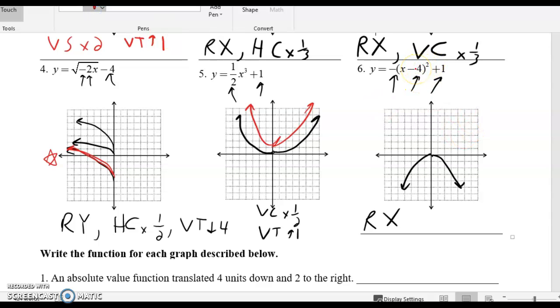What does a -4 do on the inside? Subtracting 4 is going to shift it right. 1, 2, 3, 4. Doesn't change its shape. And then you got to move it up 1. So my final answer is this one. So if you need to, you can erase some of the other ones. Oh, that didn't work. Okay, I'll leave that alone. Don't want to mess with it too much. All right.